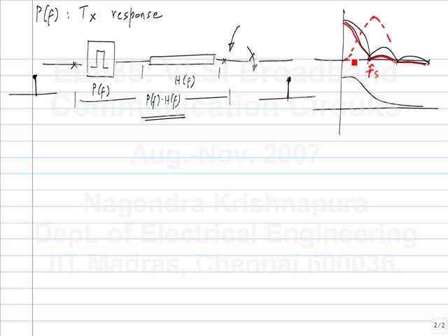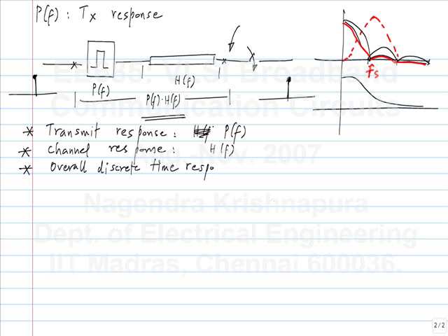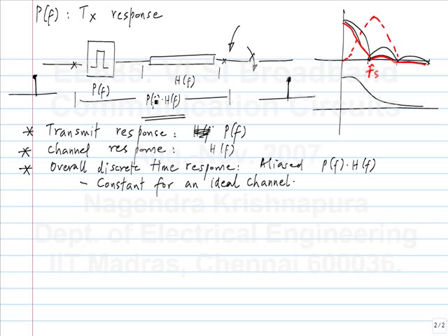So essentially that is one way of thinking about this whole problem. If you want to transmit data without any intersymbol interference, then this combined impulse response should be flat in the frequency domain. The overall discrete time response is the aliased P of f times H of f, and in the case of an ideal channel, it will be constant. What happens in reality is this H of f can be severely low pass, in which case the aliased response will not be flat and you will have intersymbol interference.